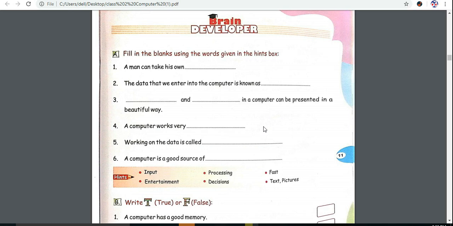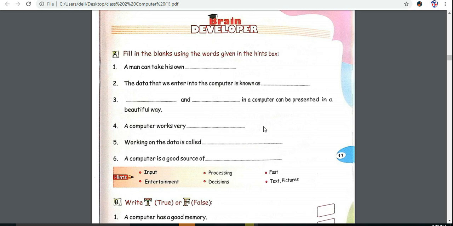Next question: the data that we enter into the computer is known as dash. This one we have studied in the topic working cycle of computer. I told you the data which we are entering into the computer is called input. Input is the data which you are entering into the computer. Data could be anything: numbers, digits, images, anything.